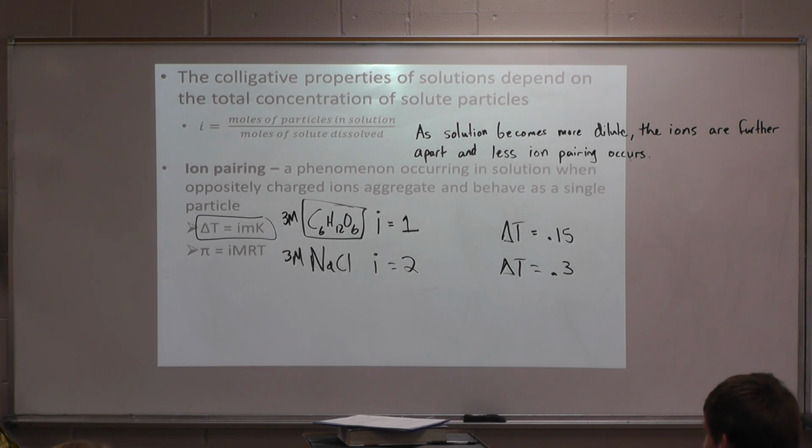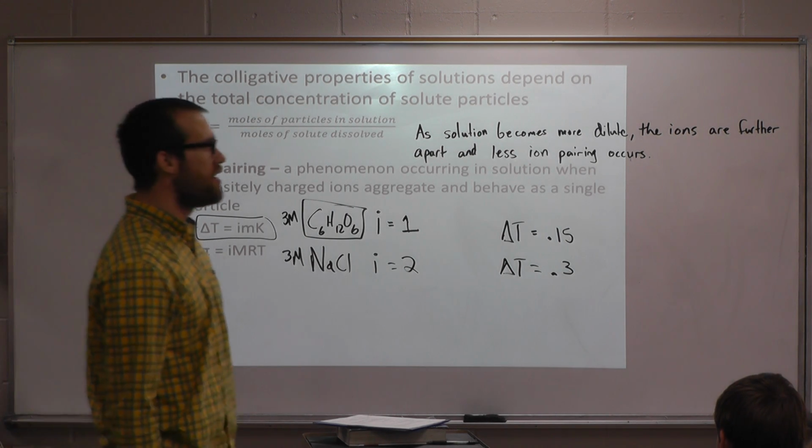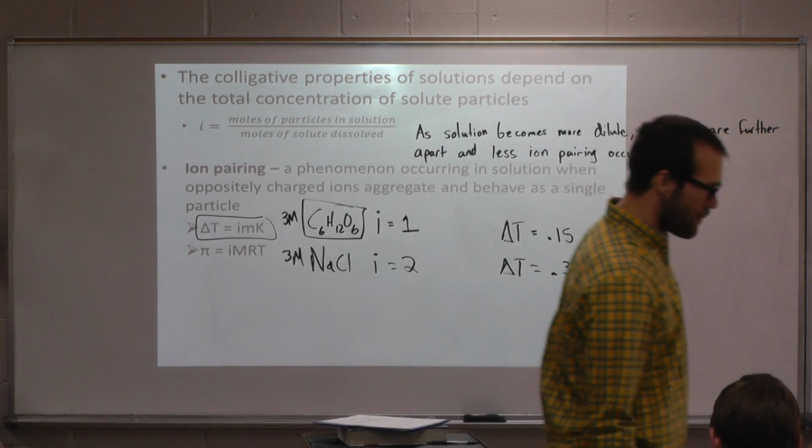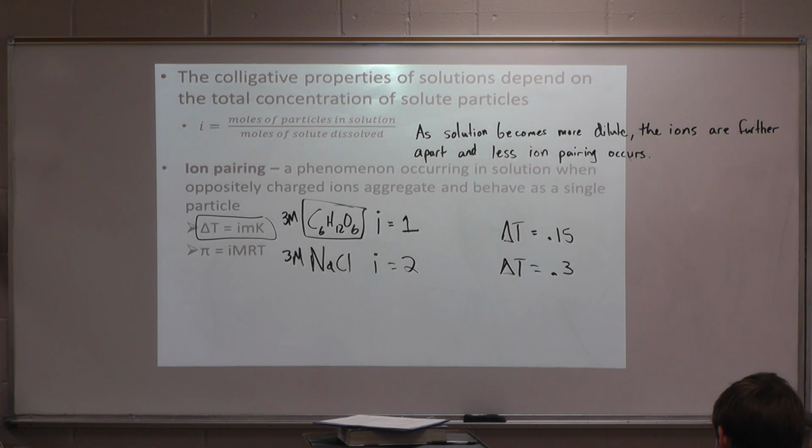Okay? So, ion pairing is this idea that ions, because they're attracted to each other, a few of them could aggregate or pair together, thus diminishing the overall amount of particles, and thus not having as much of an impact as you might think it would.